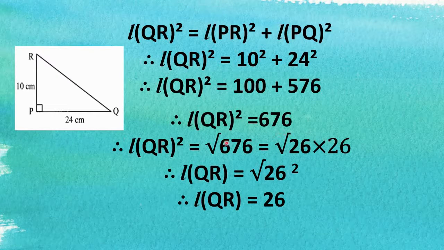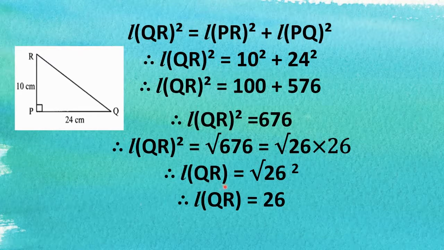676. So students, here we will take the square root of 676. So length of QR is equal to square root of 676. Now this we will further factorize. So we will get square root of 26 multiplied by 26. Now this we can write like this also.